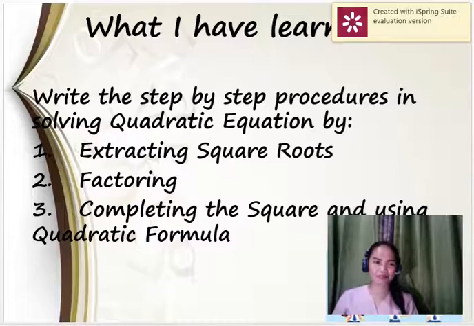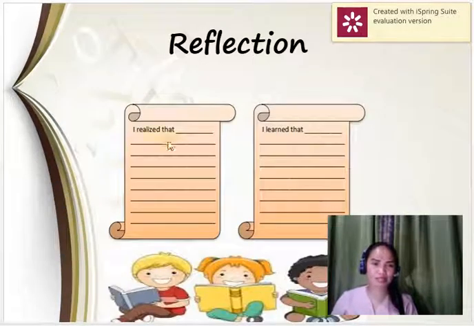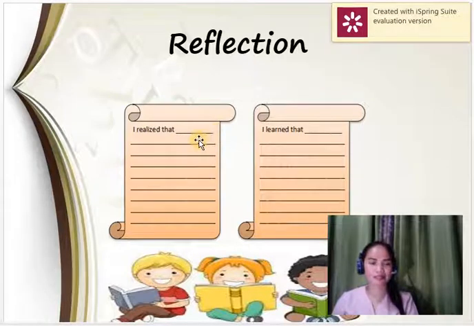Okay? So, last activity. Activity 10: Make the most out of it. Direction: Answer the following questions. Okay? Write down your solution. Okay, for the last one, this is only for your reflection. Okay, right? I realized that, and so on and so forth. Then I learned that, and so on and so forth.